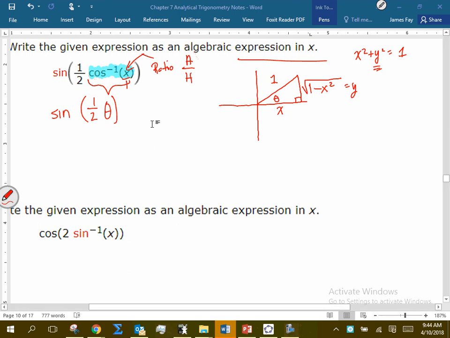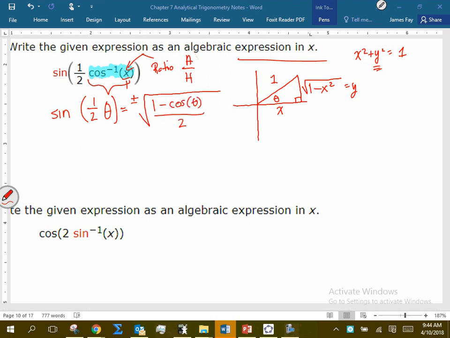So now we should be able to evaluate this out, because we know that the sine of 1/2 theta is plus or minus the square root of (1 minus cosine theta) over 2. That's the formula that we are provided with for the half angle for sine. Why is the picture necessary? Because this formula incorporates a full theta, right?